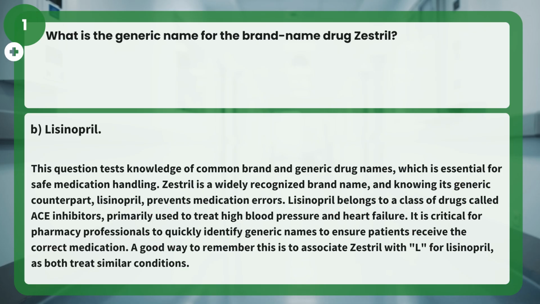It is critical for pharmacy professionals to quickly identify generic names to ensure patients receive the correct medication. A good way to remember this is to associate Zestril with L4-lisinopril, as both treat similar conditions.